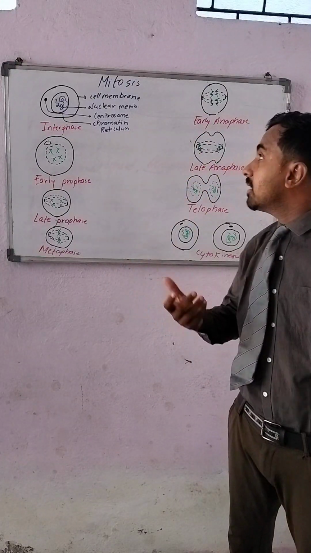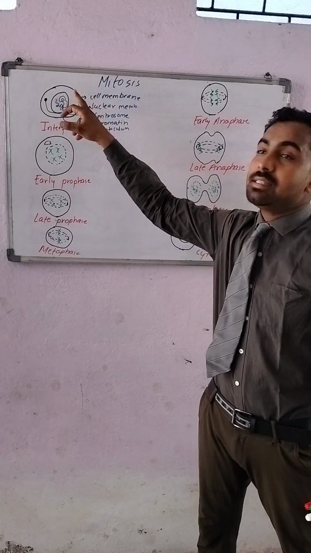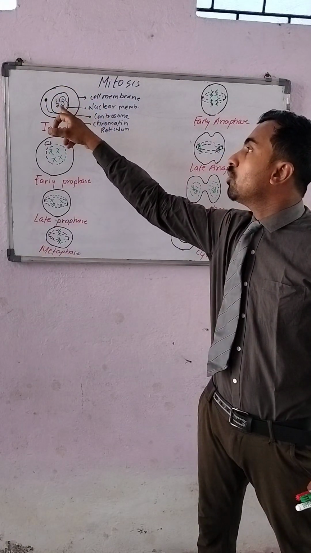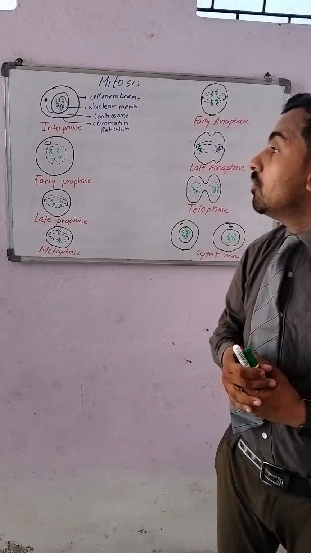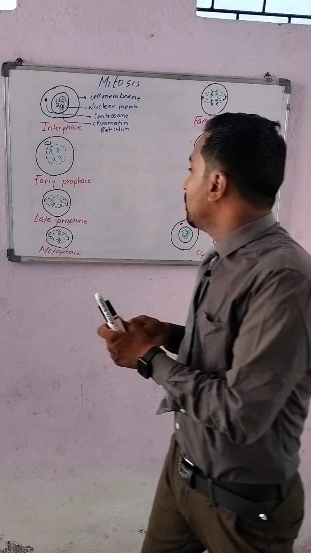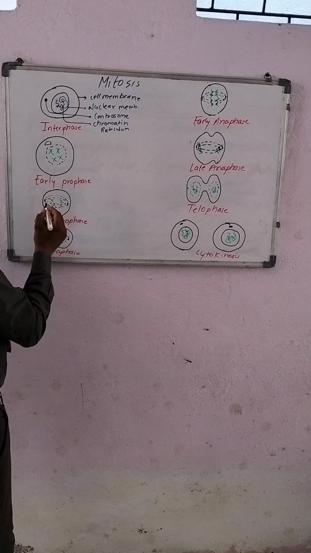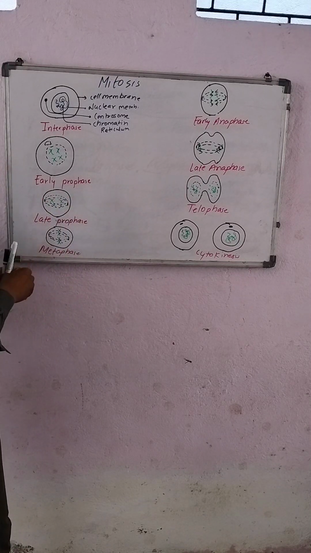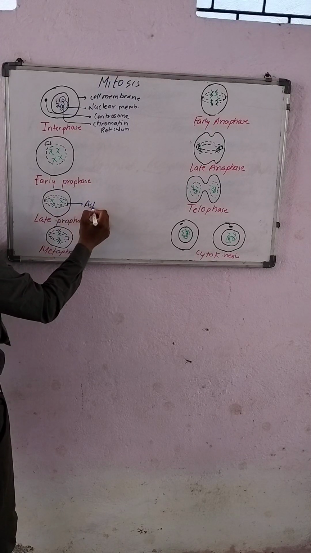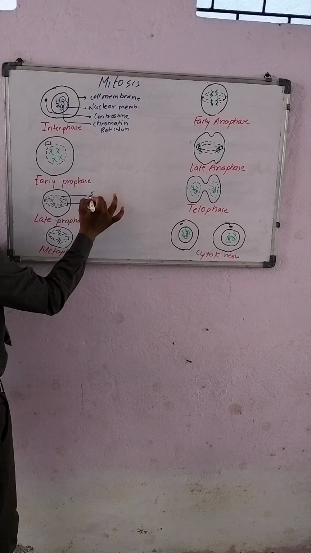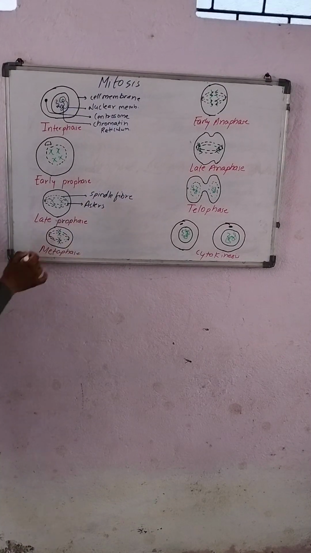So let's revise it once again. In the first diagram we see the interphase stage where the cell is there, the cell membrane is there, the nuclear membrane is there, and the chromatin reticulum is there. The centrosome is responsible for the formation of centrioles, which form the asters and spindle fibers. We just label this part. These points are known as asters, and these are known as spindle fibers. In the metaphase, what happens?